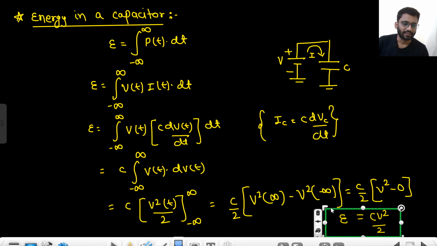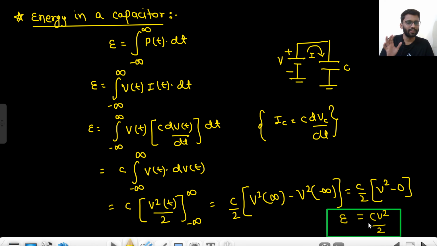For this case, when the steady state voltage across the capacitor is V, the energy stored in the capacitor is Cv square by 2. Did you understand it? Well and good. It is just a simple derivation; you don't need to mug up the derivation. Anytime they ask you about the energy, you just need to apply this formula: v(t) into i(t), C dV by dt, Cv square by 2.